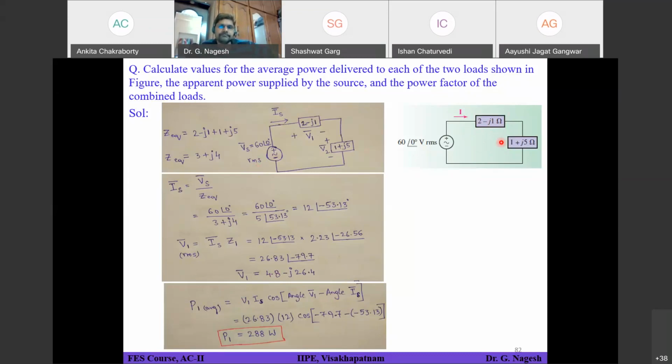Sir, can we use V square by R the same way? Why not? You can use V square by R also. V is the voltage across this 2 minus J1, that means V1. What is the value of V1 here? 26.83, which is your RMS value of voltage. So V square divided by R, with R being 2 ohms. Try to calculate that value.